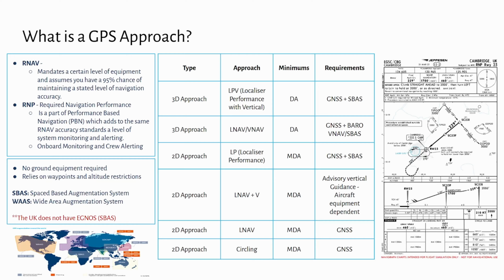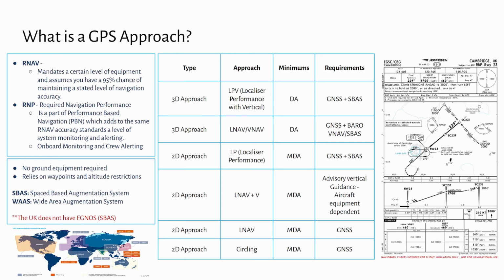We can pair a GPS approach with something called SBAS, or a satellite-based augmentation system. These are space-based augmentation systems and are usually launched by regions of the world. For example, America uses the WAAS system, whilst Europe uses EGNOS. Each one of these allows more types of approaches. Now it is important to know that the UK does not have EGNOS anymore, so it doesn't have SBAS, which means the UK can't do a number of these approaches.